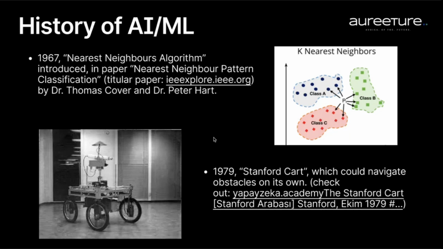Here we have the Stanford Cart. This was one of the first kinds of driverless vehicle, so to say, right? It could tackle obstacles on its own. You can check out this video. I've added the link here and we'll share it, and you can check out the video.